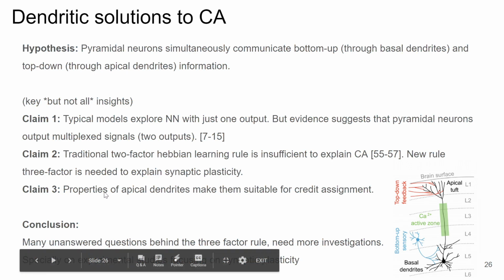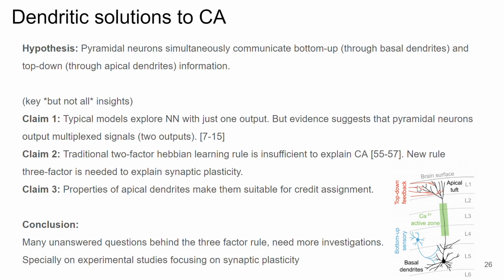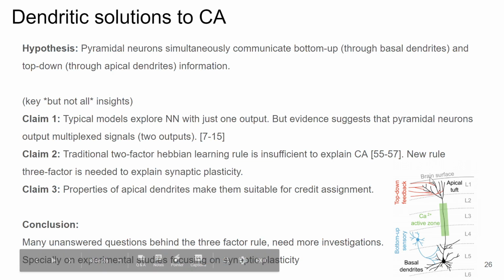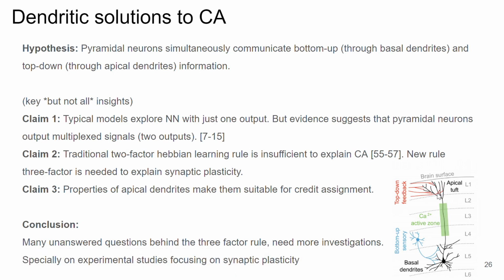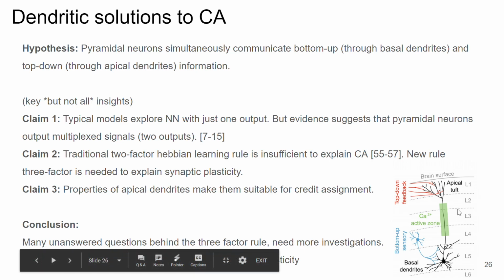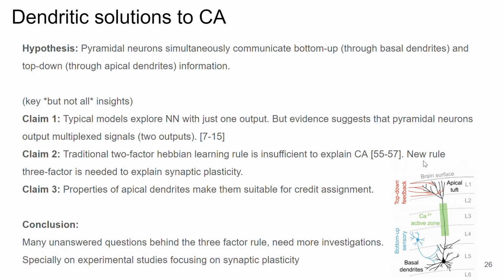And claim number 3 is that the properties of apical dendrites make them suitable for credit assignment. One of those properties is that the bottom-up sensory information is connected here and top-down feedback comes here. So it kind of seems like the credit information would have to come here. And there are some more properties considering an ensemble of neurons, and I'm not getting into that. And the paper uses very conservative language. They say we still have many unanswered questions, and we need more investigations to really figure out if this is happening or not.